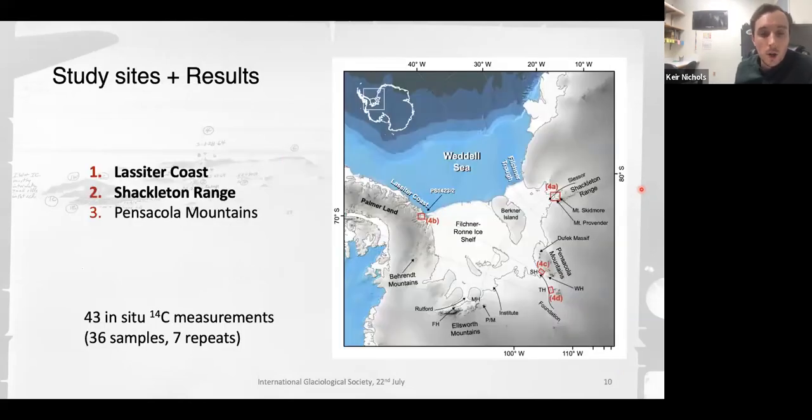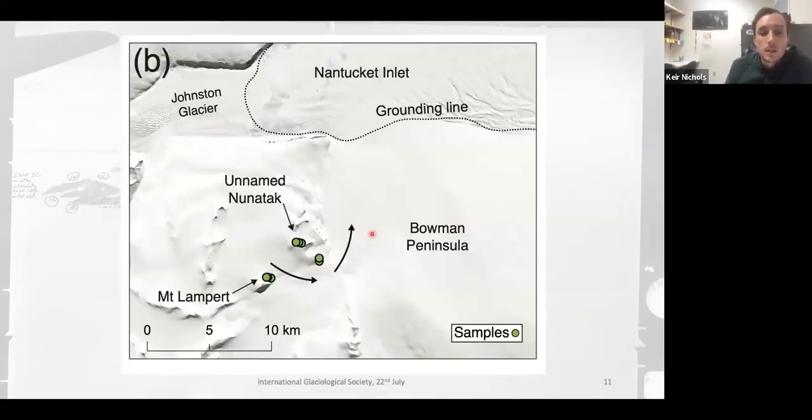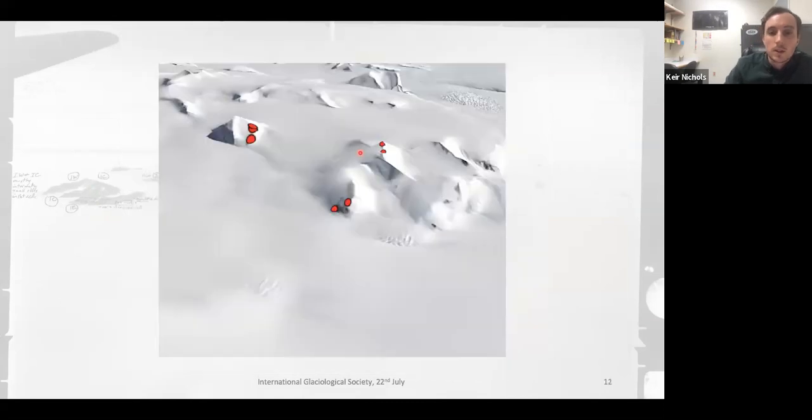So I'm going to show you a couple of the study sites. I could show some more later if people want to see them, but I'm just going to focus on the ones that I've highlighted here. First we've got the Lassiter Coast again, which I just showed you the other ages for. This is on the Antarctic Peninsula. You can see the sampling locations are the green dots. We've got the Johnston Glacier up here that flows into the Weddell Sea Embayment. The general direction of ice movement is going to be from these high elevation areas down between the study sites and then towards the grounding line. You can see a 3D image here where you can see the mountains that are poking out of the ice sheet, and this is where samples were collected.